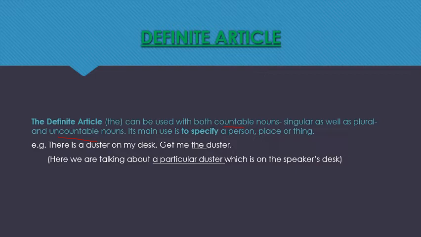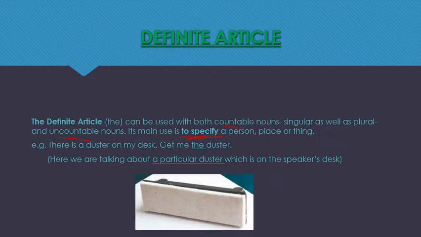Its main use is to specify a noun. It is used for a particular person, place, thing. Now, there is a duster on my desk. Give me the duster. Here we are talking about a particular duster which is on the speaker's desk. Now the speaker wants a particular duster. He doesn't want any other duster. He wants the particular duster that is on the desk. So we are specifying the noun. Which duster? The one on the table.